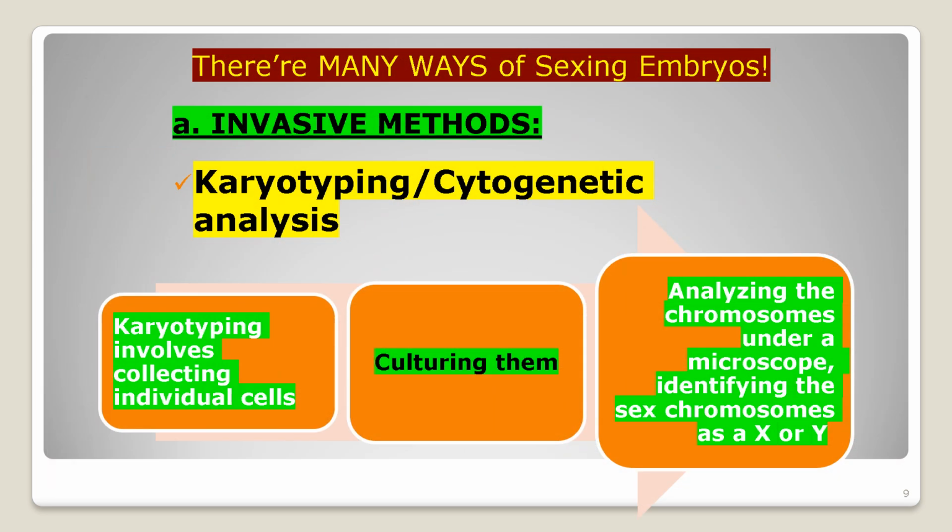There are many ways of sexing embryos. Let's take a look at the invasive methods. The first one is the use of karyotyping, also known as cytogenetic analysis. This involves collecting individual cells, culturing them, and then analyzing the chromosomes under a microscope. The process identifies the sex chromosome as either an X or a Y chromosome.